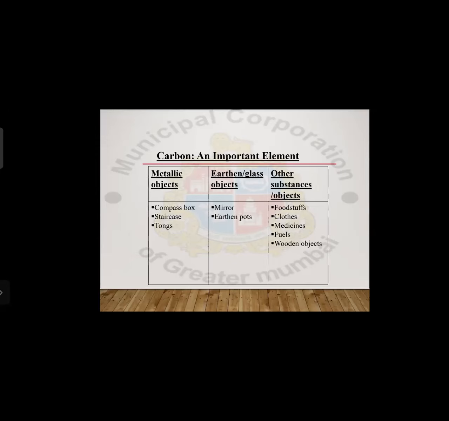One more thing I would like to tell you. There's one more question on page number 138. Please just listen, and if you have the textbook, that is very good. The question is: what is a compound and how are compounds formed?